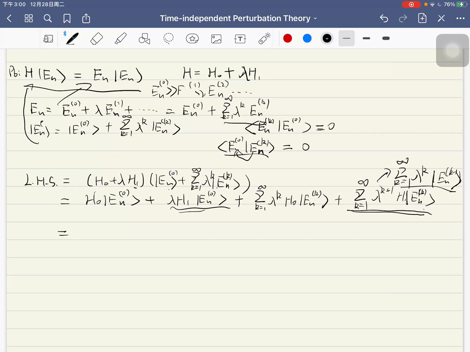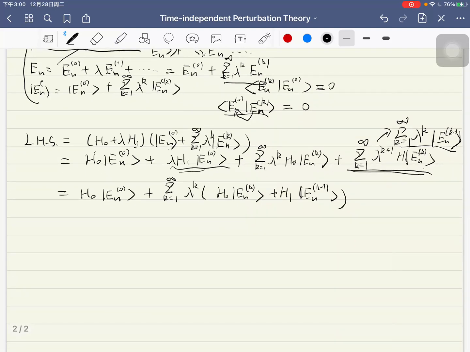This term can be written in abbreviated form. So here we come to H0|n0> plus the sum from k equals 1 to infinity of lambda^k (H0|n(k)> plus H1|n(k-1)>). So this is our left-hand side.